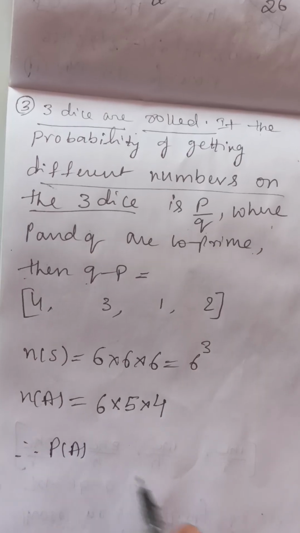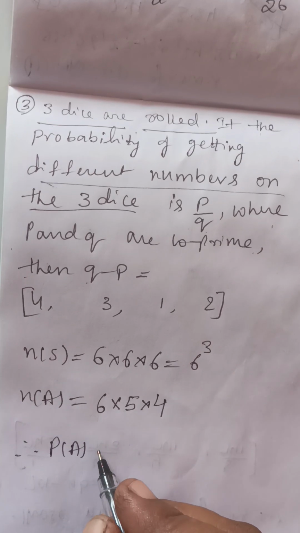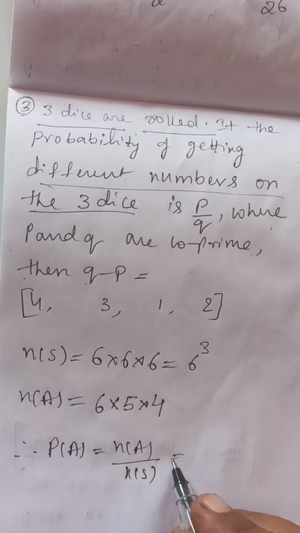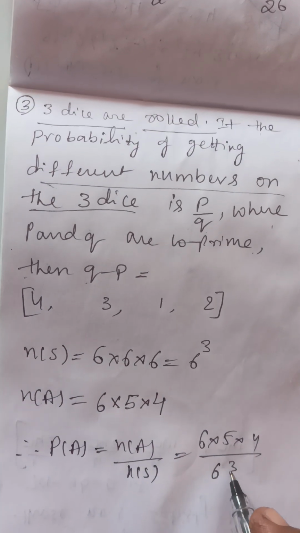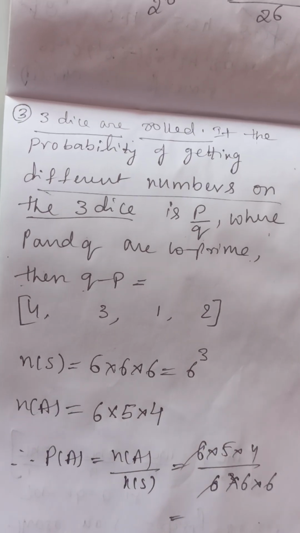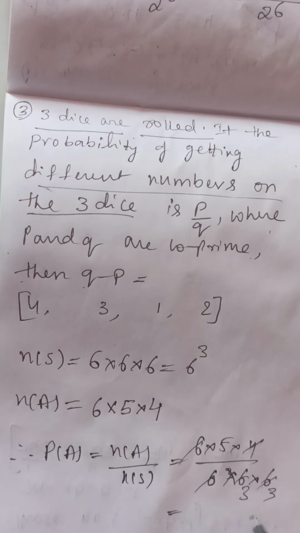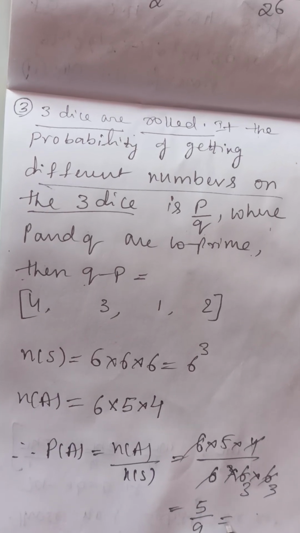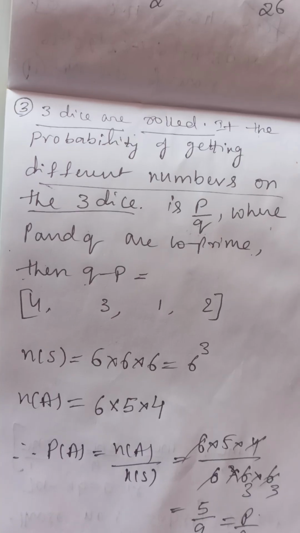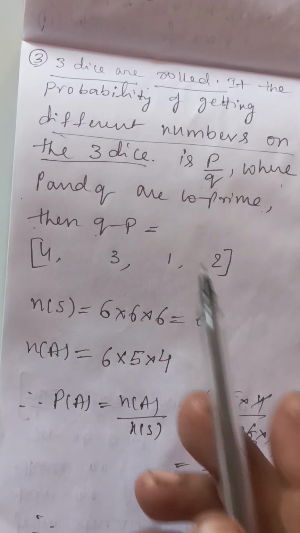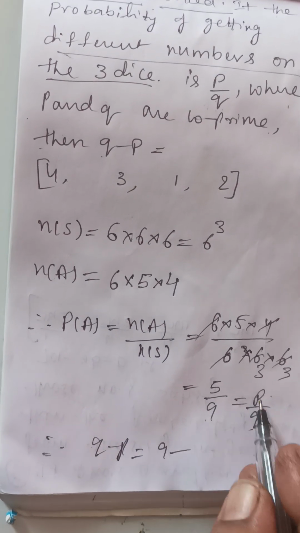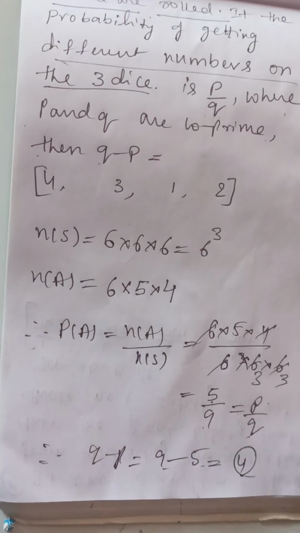Therefore P of A, the probability of getting different numbers on the 3 dice, is P of A equal to N of A by N of S, which is 6 into 5 into 4 by 6 cube. 6 cube is 6 into 6 into 6. One 6 is cancelled, and the 2 and 3 cancel, so 5 by 9. But it is given as P by Q, so P is 5 and Q is 9. Therefore, the question asks for Q minus P. Q is 9, P is 5, so 9 minus 5, 4 is the answer.